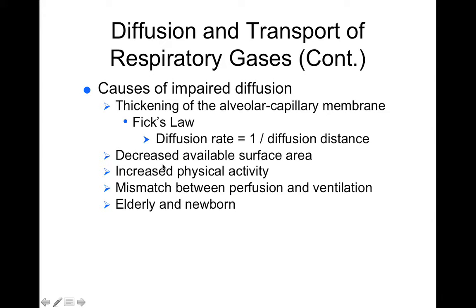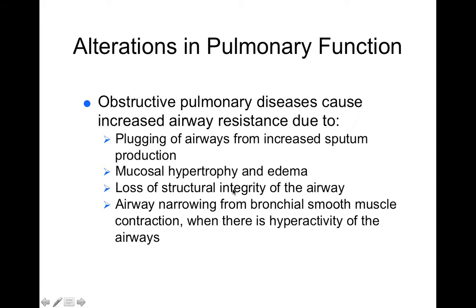So what we can see then is disorders where decreased available surface area can decrease diffusion rate. You can increase diffusion rate with physical activity, but you see decreases in diffusion rate in the elderly and newborn, and also if there's a mismatch between perfusion and ventilation. So this last part of this chapter talks about different alterations in pulmonary function, which sets us up for the next chapters. Because in the next two chapters, we're going to talk about the restrictive and obstructive pulmonary disorders.